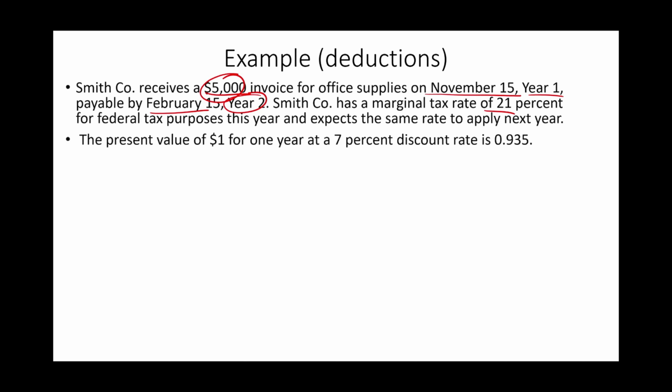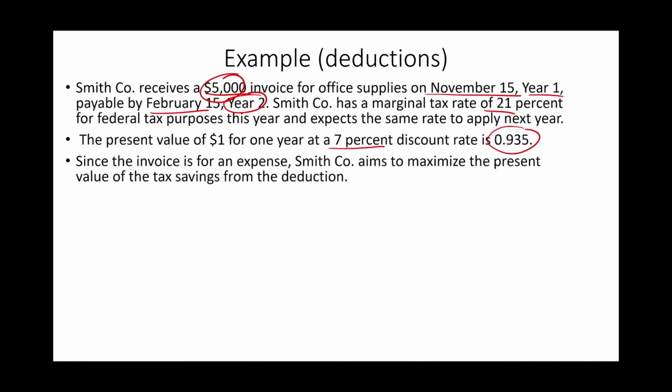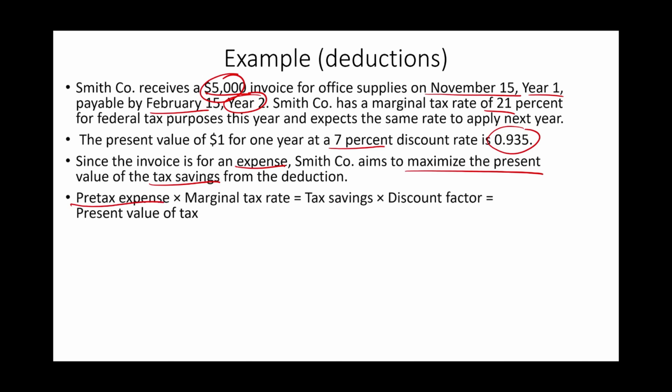Well, the present value for $1 for 1 year at 7%, the discount rate, is 0.935. Since the invoice is for an expense, Smith aims to maximize the present value of the tax saving from the deduction. How do we find this out? We'll take the pre-tax expense times the marginal tax rate equal to the tax savings times the discount rate to figure out what's the present value of the tax.